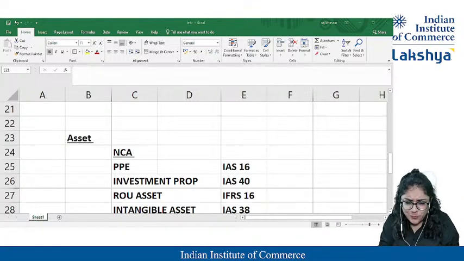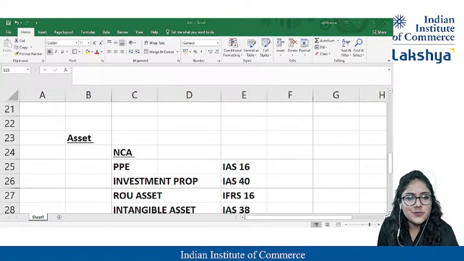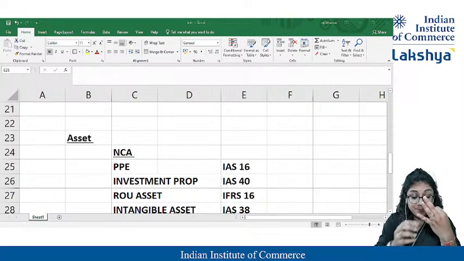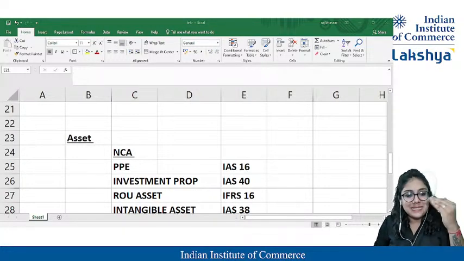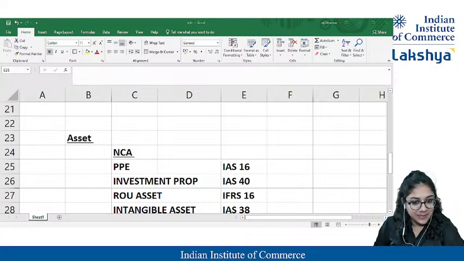If these are the different models, accordingly we are supposed to bifurcate the things. Bifurcation in which manner? It is to be booked as per 3 models: amortized cost model, fair value through OCI, and fair value through P&L account. So these are the models in which we need to bifurcate it.